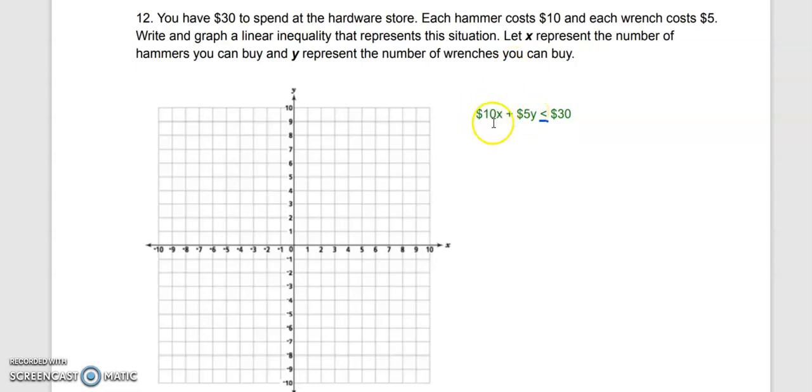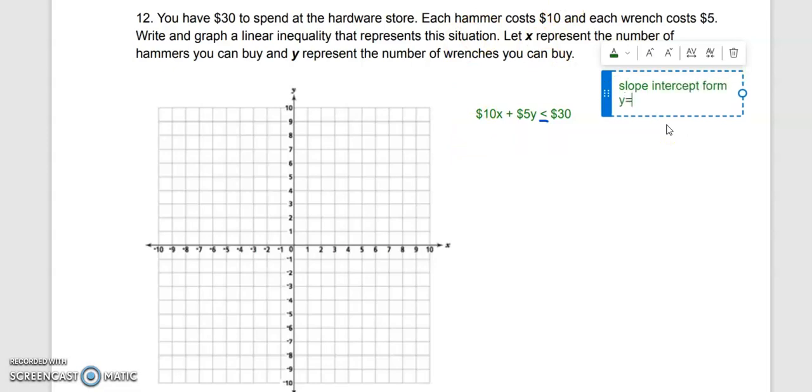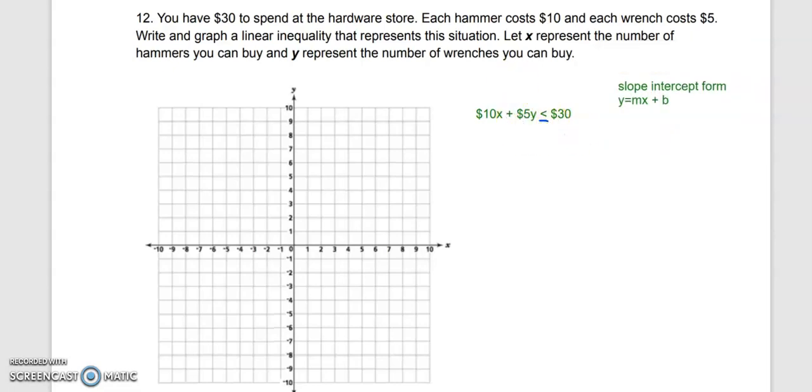So if I have $10 for each hammer and $5 for each wrench, and I can spend $30, then what I buy needs to be less than or equal to 30. Now to graph this, I'm going to write this in slope-intercept form. And remember, slope-intercept form is y equals mx plus b. So I'm going to rewrite this by subtracting 10x on both sides.